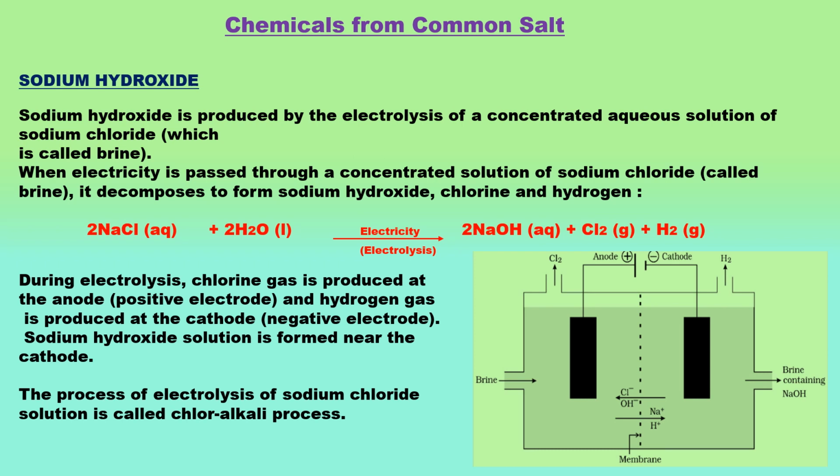The process of electrolysis of sodium chloride solution is called the chloralkali process because of the products formed: chlor for chlorine and alkali for sodium hydroxide. The three very useful products obtained by the electrolysis of sodium chloride solution called brine, or the chloralkali process, are sodium hydroxide, chlorine and hydrogen.